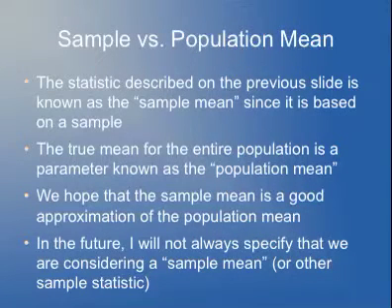So the sample versus population mean. The one we saw on the previous slide is the sample mean, since it's based off of a sample. So if we collected the height from 10 people, we'd add up all of those heights and divide by 10. So we want to use the sample mean to relate it back to the population mean. But we hope that the sample mean is a good approximation of the population mean. And in the future, we're not always going to specify if we are considering a sample mean, but usually for the most part it will be a sample mean instead of the population mean.